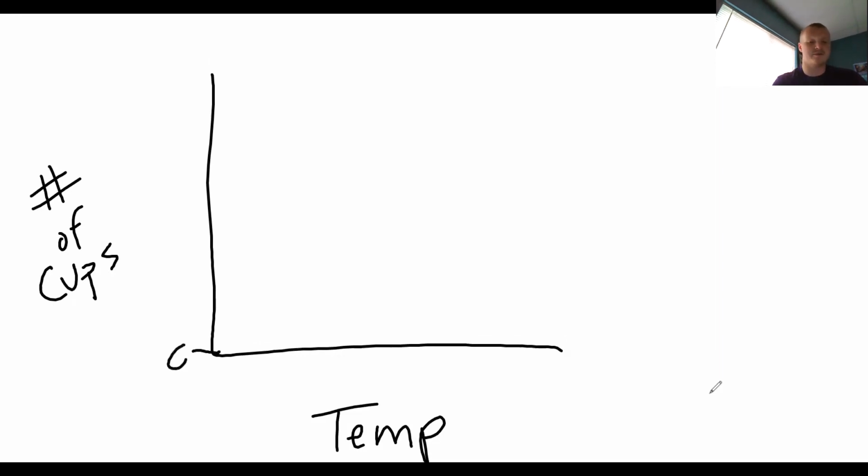So down here at the bottom, 0. At the very top, I'm going to put 50. And then in between, I'm just going to go by tens. So 10, 20, 30, 40, and then 50.